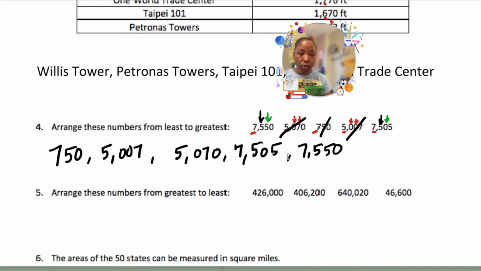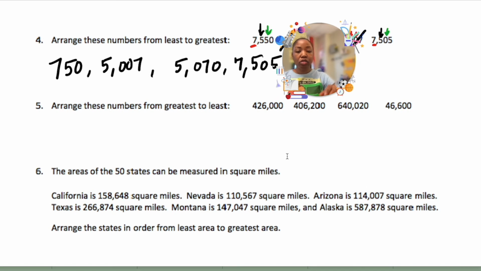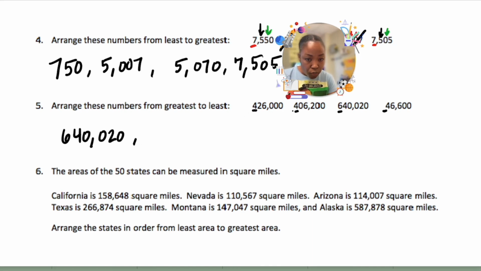All right, for the next one, we're arranging from greatest to least. So now we're starting with the greatest number. Let's look at the greatest units. That would be the 100,000s in these numbers. We got 400,000, we got 600,000, and we got no 100,000s, right? Because this number 46,600 has no 100,000s. 0 100,000s. So the greatest would be this 6. That's 640,020.